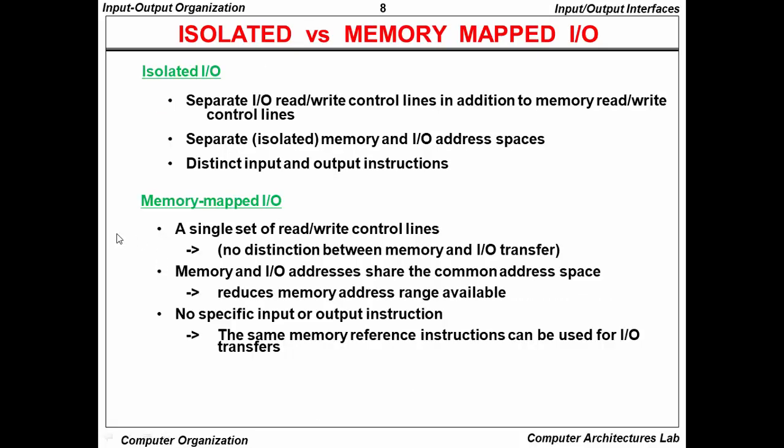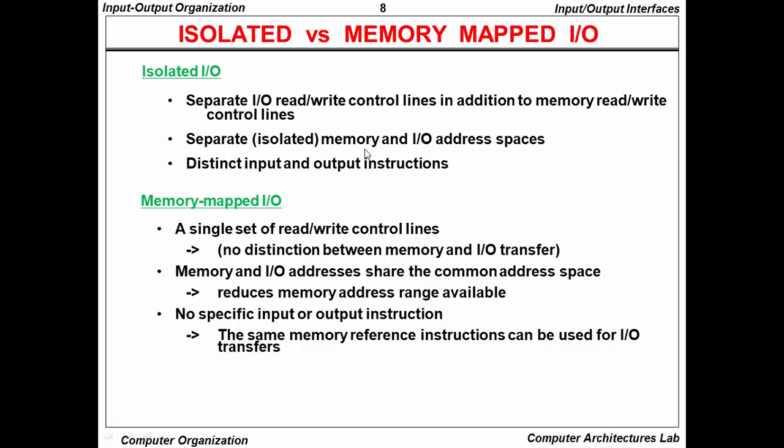So what is isolated IO? It means that separate IO read and write control lines are available in addition to the memory read and write control lines. It separates, or isolates, the memory and IO address spaces. Since separate dedicated control lines are available, the memory address space and the IO address space are isolated. There is a separate IO space and memory space, right?